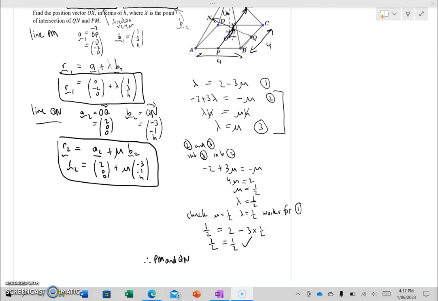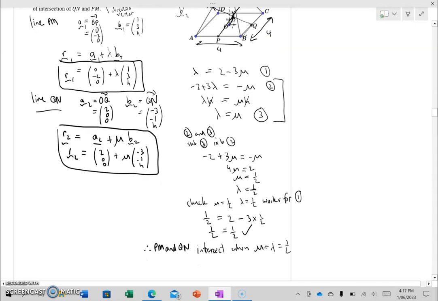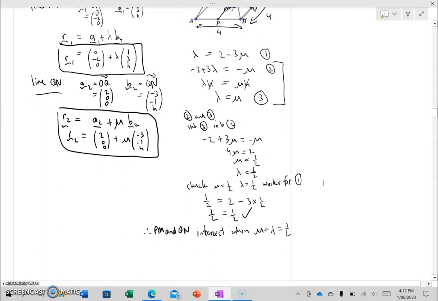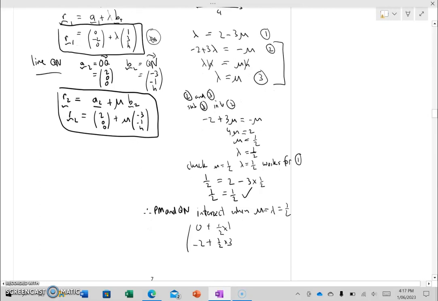Okay, just finishing off this example, we know that PM and QN intersect when mu equals lambda equals half. When we substitute either one into R1 or R2, we'll work out the point of intersection. So let's go R1 here, we'll sub in lambda equals half. You'll get 0 plus half times 1, negative 2 plus half times 3. The y component is going to be 0 plus half h.